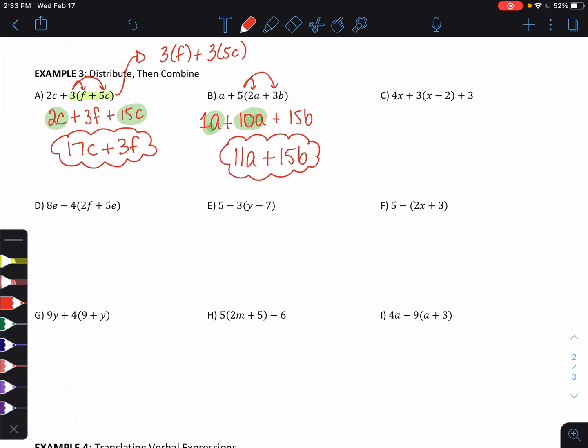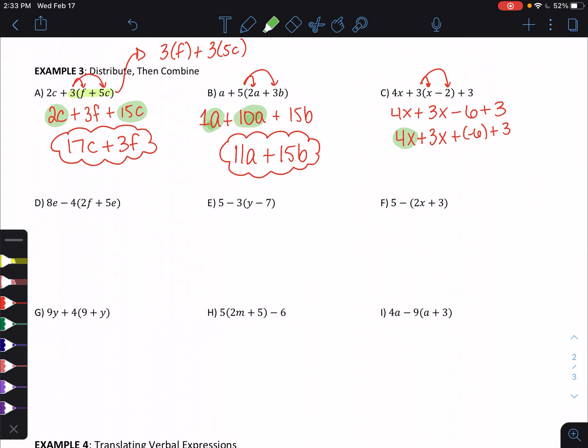Okay, in part C, I've got 4x plus 3 times x minus 2 plus 3 at the end. So I'm going to distribute in the middle here because, again, multiplication first. So 4x, 3 times x is 3x, minus 3 times 2 is 6, plus 3. Now remember, when there's minus signs, we can do plus a negative. So 4x plus 3x plus negative 6 plus 3. So I'm going to identify my like terms. My like terms here are 4x and 3x. And then I've got negative 6 and 3.